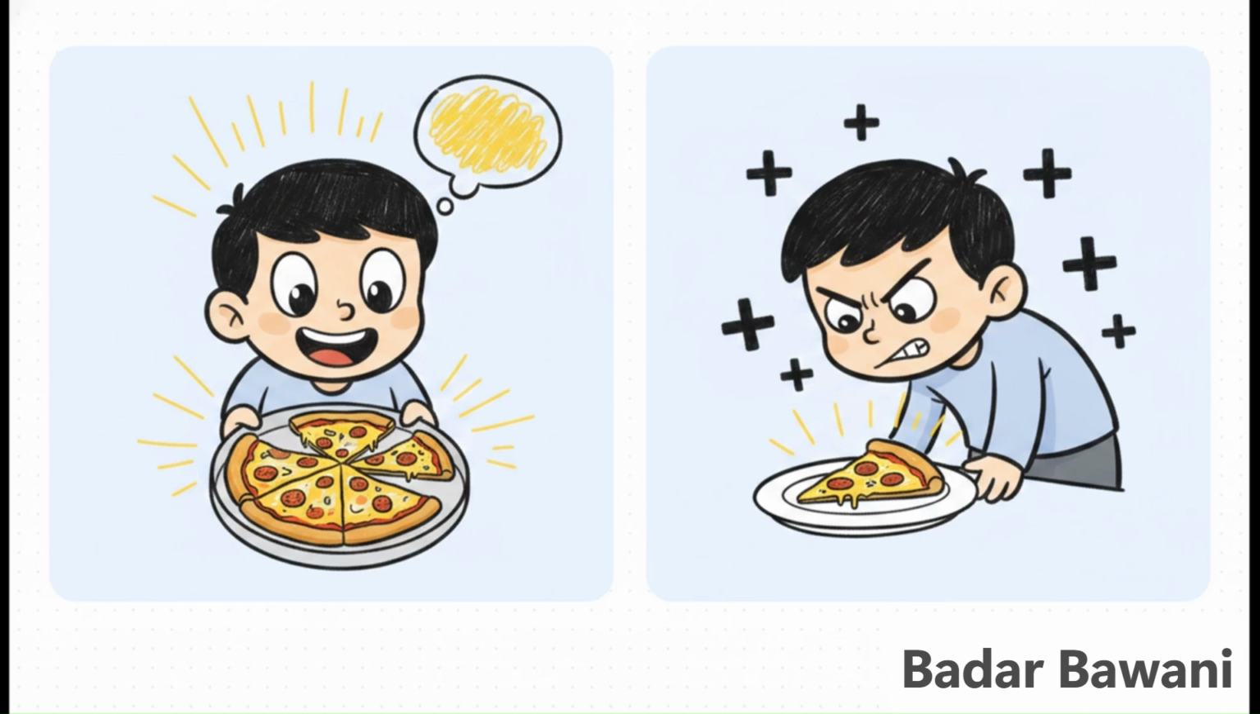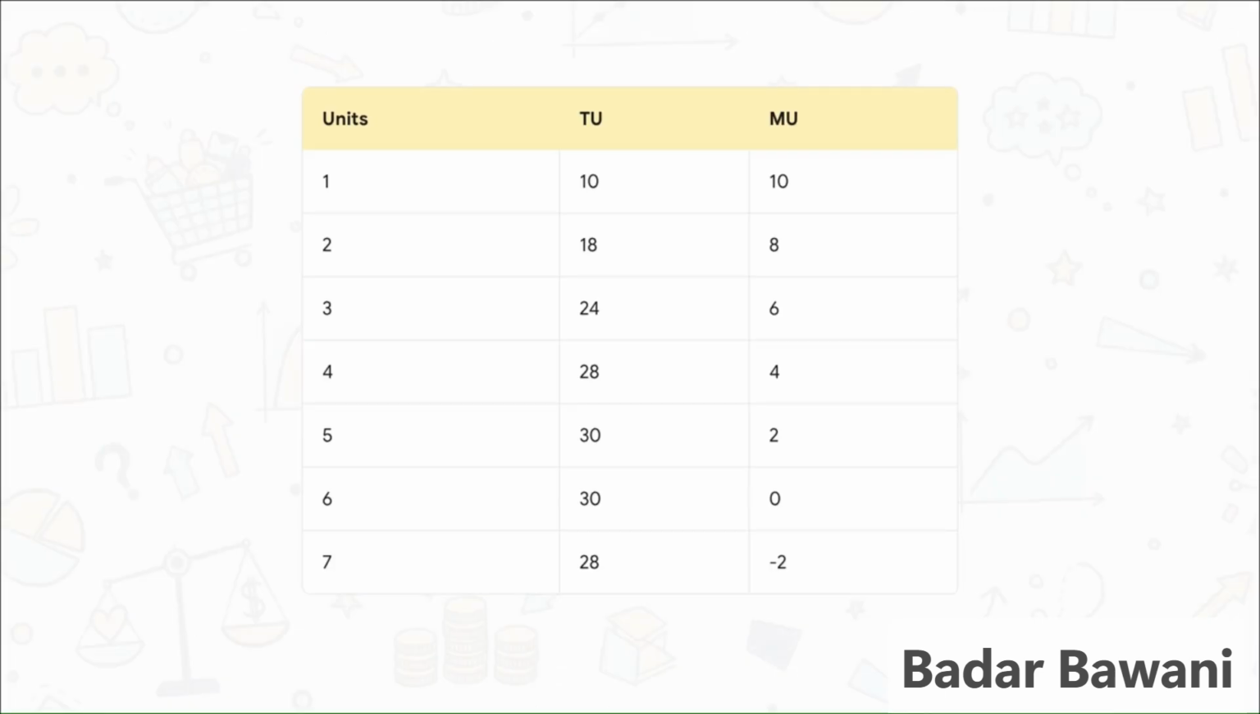If you eat 3 slices of pizza, your total utility is the satisfaction from all 3 combined. But your marginal utility? That's the specific satisfaction you got just from eating that 3rd slice. Let's break this down with a hypothetical example. Imagine you're eating chocolate bars.